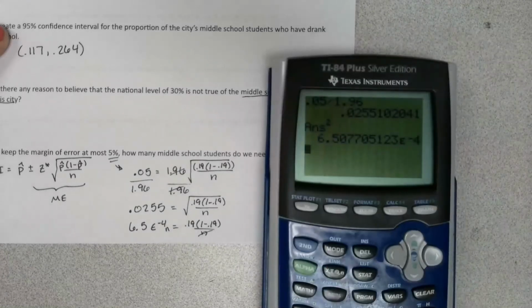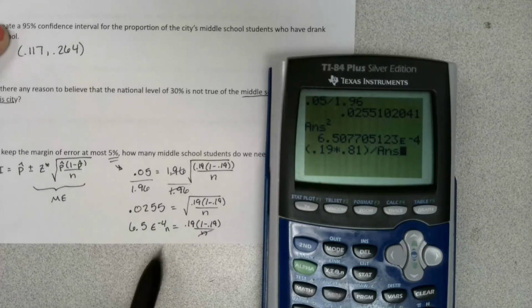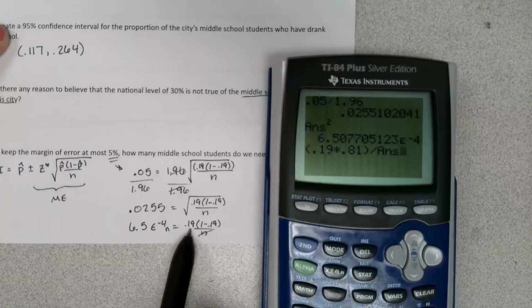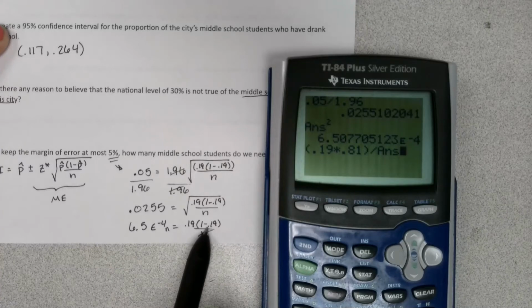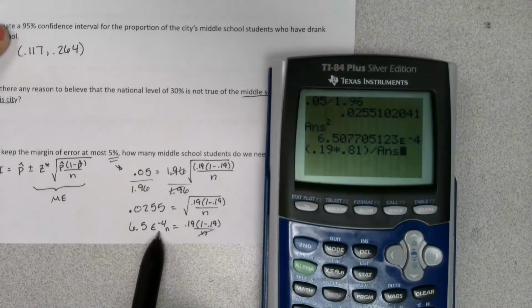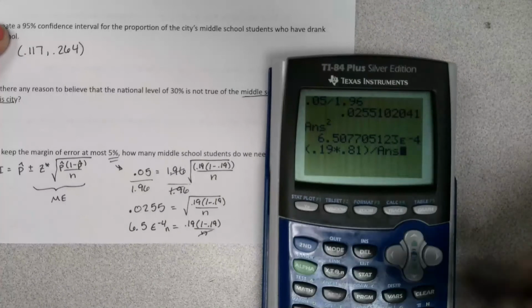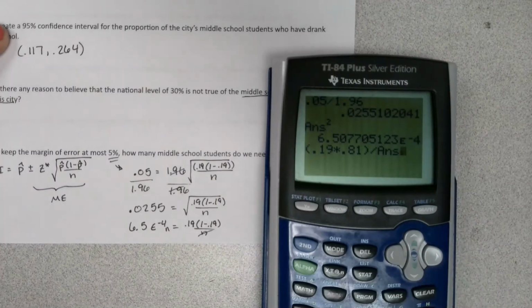So what I'm going to do, I'm going to type in 0.19 times 0.81, because that's my 1 minus 0.19, divided by my answer. So what I'm doing is this 0.19, I went ahead and changed this to 0.81. Those are being multiplied. I have that in a big set of parentheses. And then to get n by itself, I'm going to have to divide by this nasty decimal, which I just used second negative to get it to put the previous answer in there.